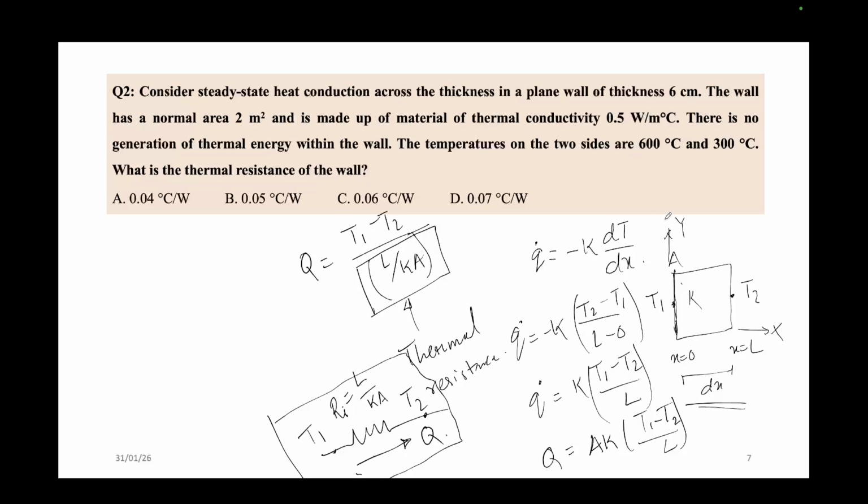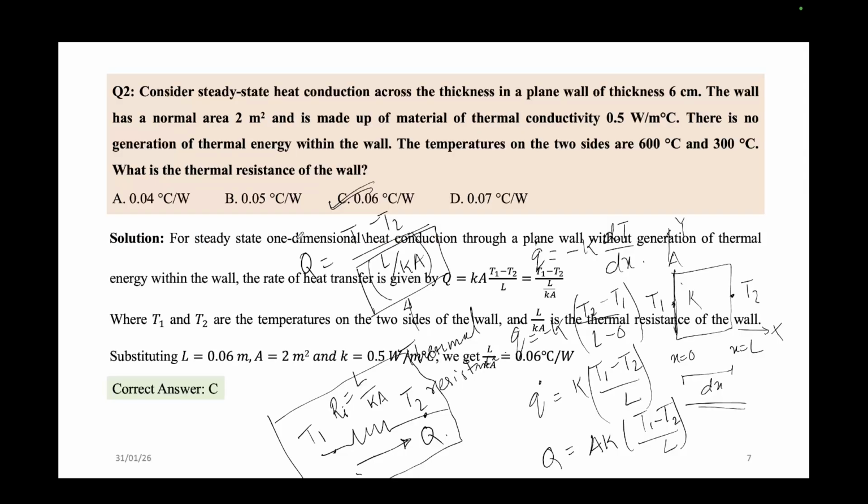So if Q is asked, then you already know the thermal resistance, which is 0.06, and the temperature difference, so here you will get Q. In that case, maybe it is required. Okay, so option C is the correct option. So I am moving to the next question.